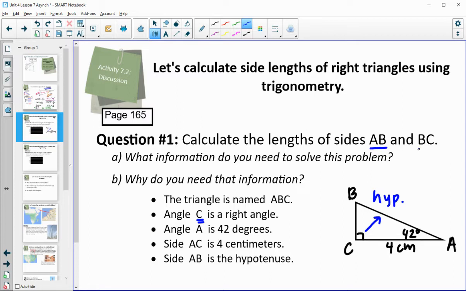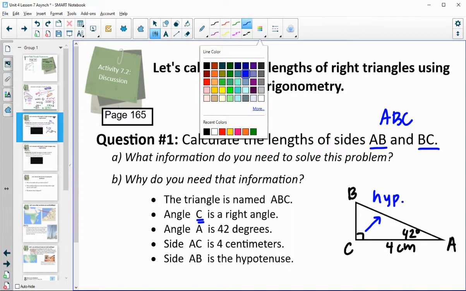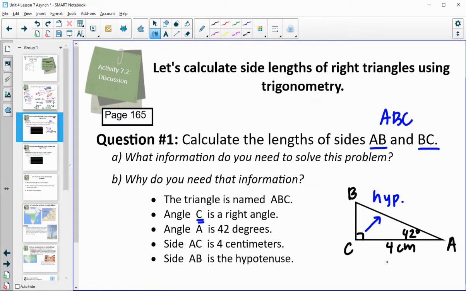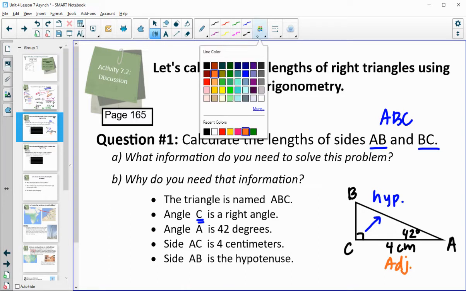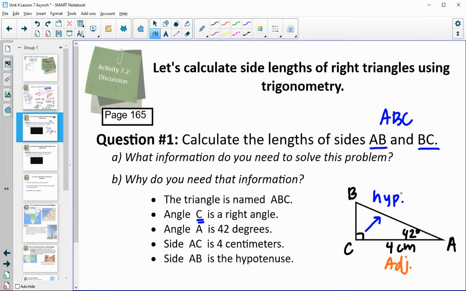Just like if our problem says find these two sides, we already know the 3 letters of the triangle. But then this would be enough to come up with those other lengths, because then you've got an angle, you can label the sides. So we've got that hypotenuse. We know that the given side is the adjacent side in this case. And then BC is the opposite side that we're looking for. So then we could set up a couple of trig functions in order to solve that.